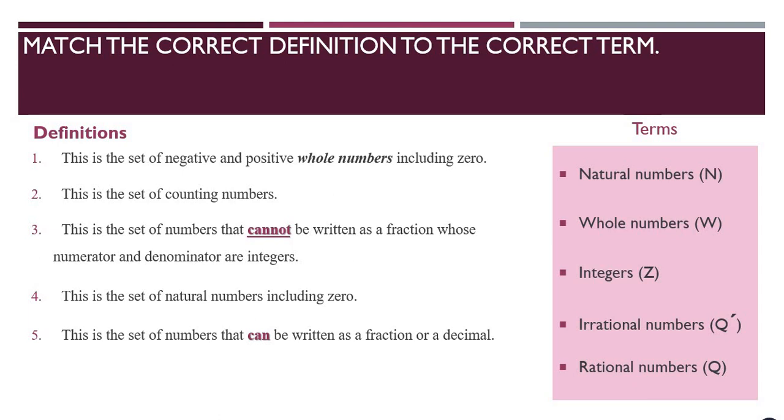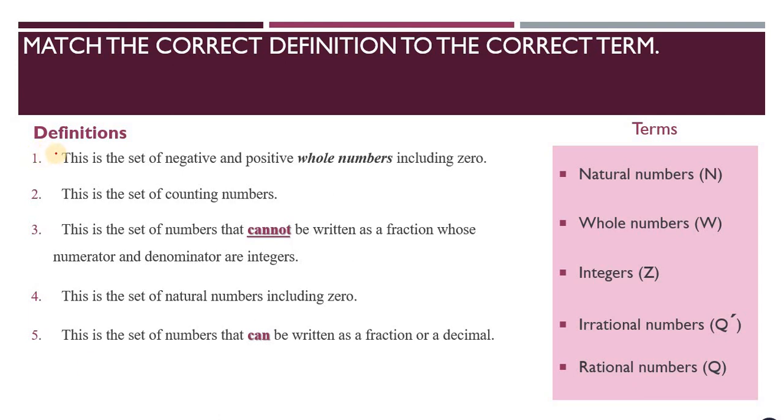This is part 2 of the real number system. In part 1, we learned of the definition, examples, and relationship that exists between the different types of numbers in the real number system, such as natural numbers, whole numbers, integers, irrational numbers, and rational numbers. Now let us do a quick recap before we move on to part 2.